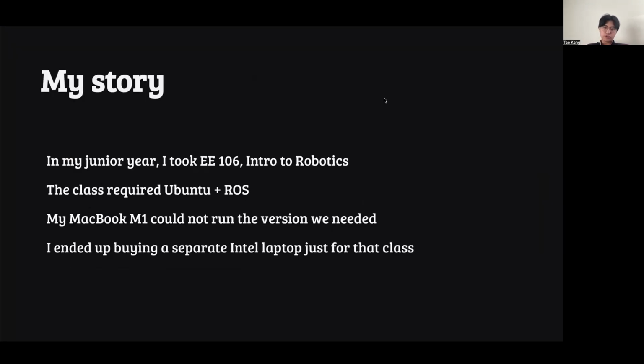In my junior year, I took E106, Intro to Robotics. That class required Linux plus ROS, which is Robot Operating System. My MacBook M1 couldn't run the software we needed. I ended up buying a separate Intel laptop just for that class because Ubuntu was only for x86 architecture.